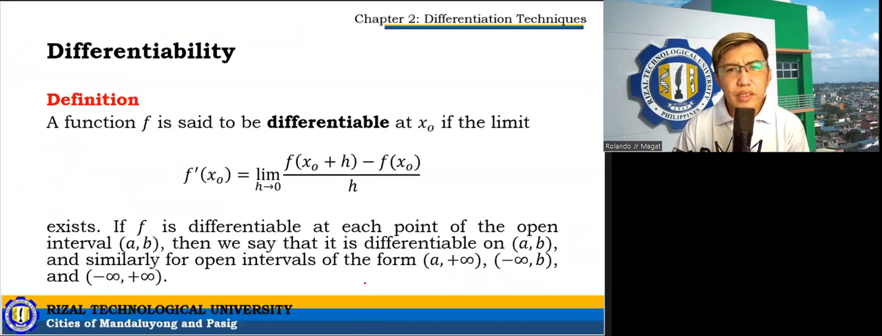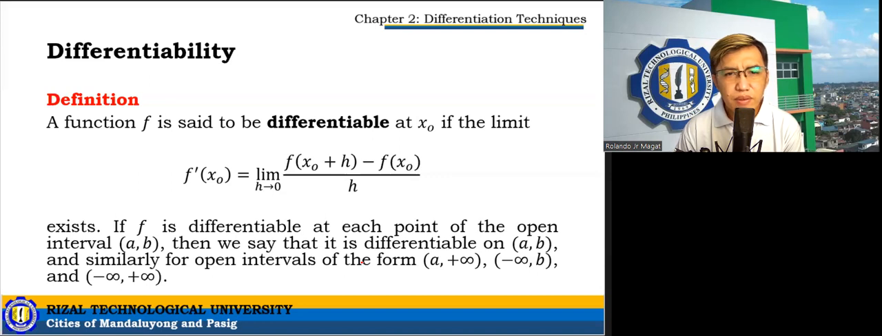So let's talk about differentiability. Differentiability is defined as follows: a function f is said to be differentiable at x naught, a certain value of x, if the limit f prime of x naught is equal to the limit of f of x naught plus h minus f of x naught over h as h approaches 0 exists. Meaning to say that we can have a definite value for the slope. If f is differentiable at each point of the open interval a to b, then we say that it is also differentiable on the interval a to b.